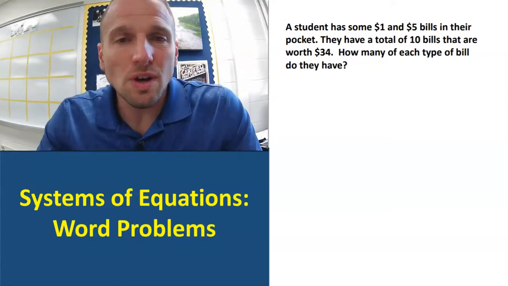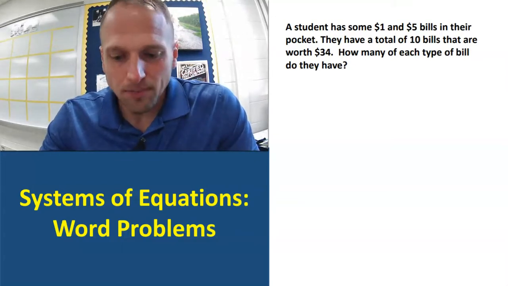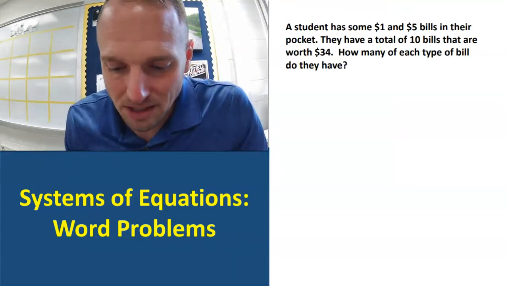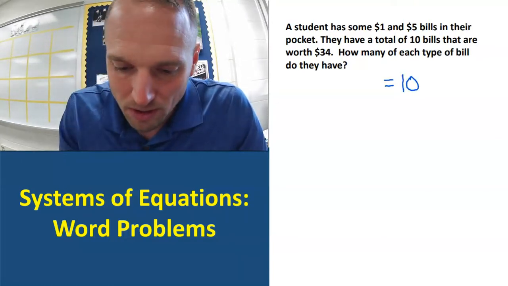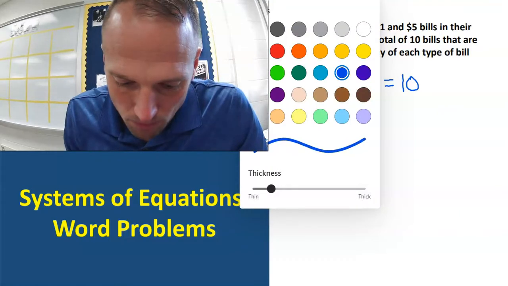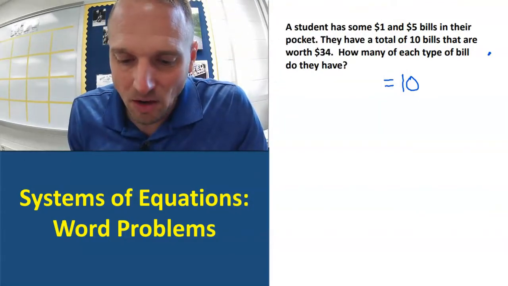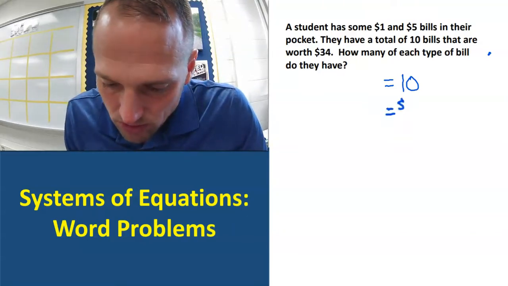So this first one, a student has some $1 bills and $5 bills in their pockets. They have a total of 10 bills that are worth $34. So here's what I see. I see a total right there, a total of 10 bills. So I'm going to write that after an equal sign. Equals 10. And then they also have the total value of that is $34.